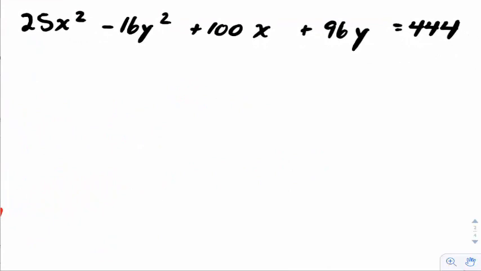First thing we're going to do here, just like we did last time, we're going to look at our squared terms. First off, we will notice that these are being subtracted, and they have two different coefficients. So this is going to be a hyperbola. So that's the first part of this one.